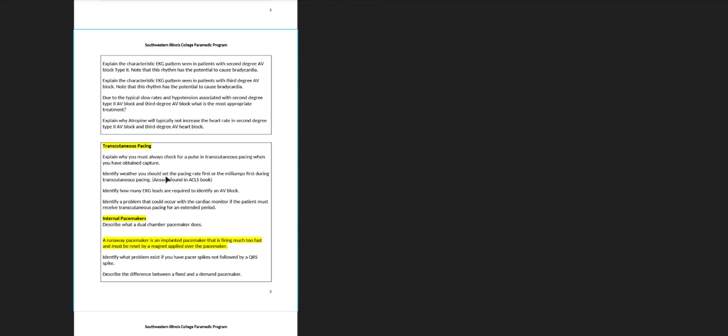Identify whether you should set the pacing rate first or the milliamps first during transcutaneous pacing. So you set the rate first, and then you bring the milliamps up until you have capture, and then you raise them some more, and you feel for a pulse.